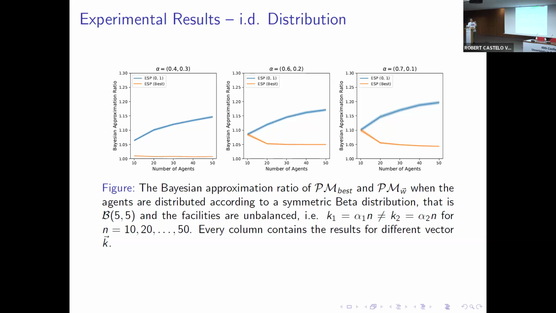Also, this is the case in which you have two facilities. So it's the one in which you have the worst approximation ratio if you go back to the previous slide. So we consider just this case.